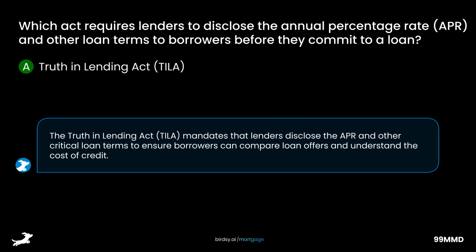The Truth in Lending Act mandates that lenders disclose the APR and other critical loan terms to ensure borrowers can compare loan offers and understand the cost of credit.